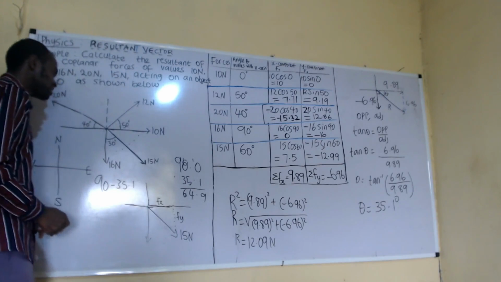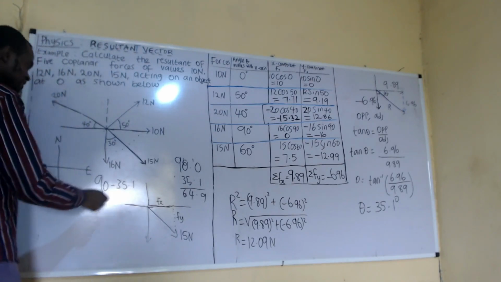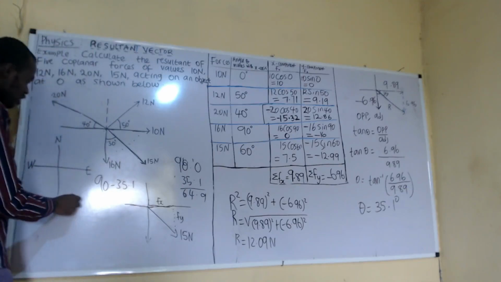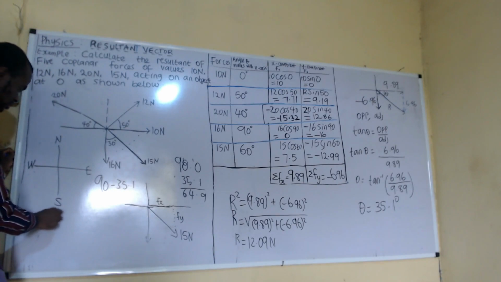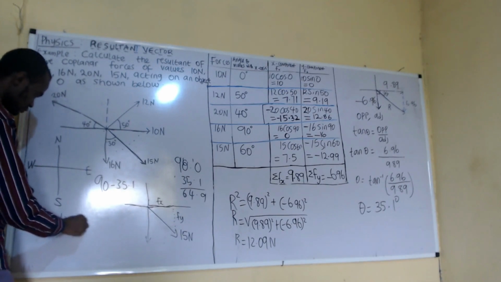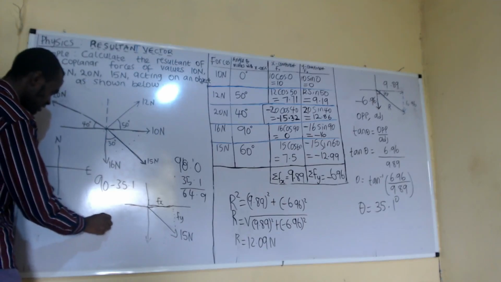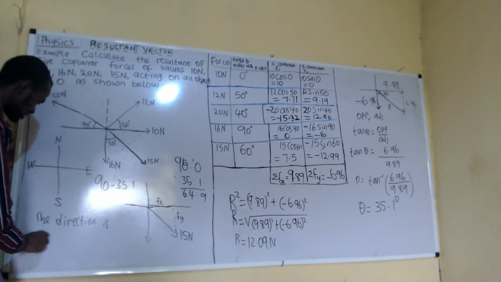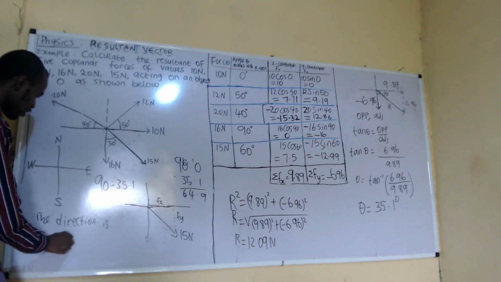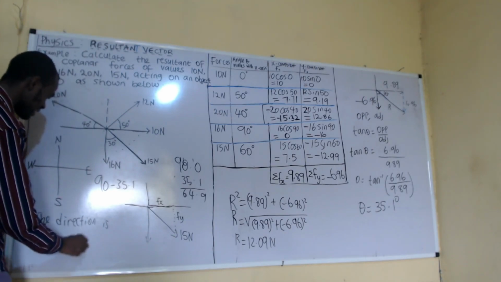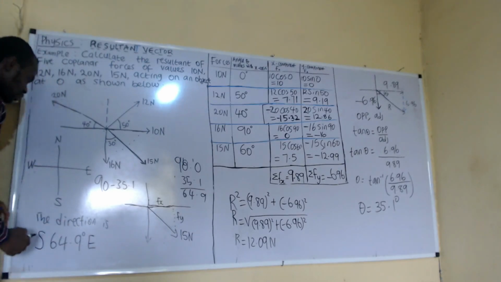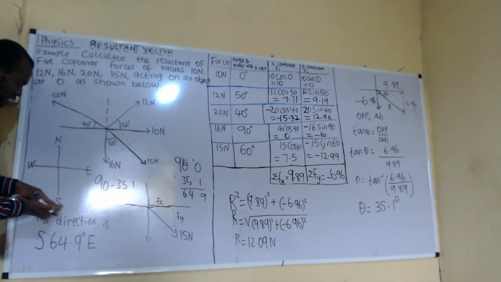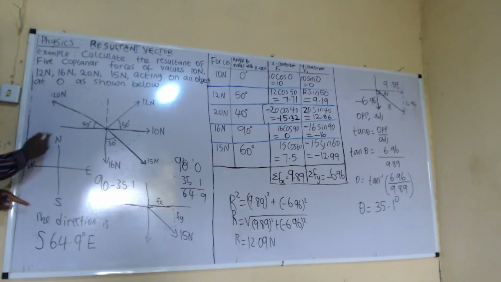Which will give us 64.9. So the answer, the direction is south 64.9 degree east. Because you are always measuring the angle either from the south to the east, south to the west, north to the east, north to the west.